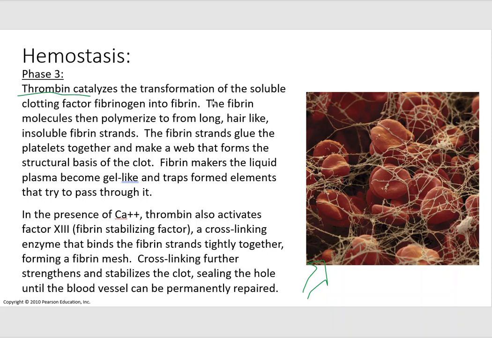Phase 3, thrombin is going to turn the fibrinogen into fibrin. These guys are then going to make long strands, kind of hair-like, and that's going to glue everything together and kind of keep our clot nice and tight. The fibrin, the liquid plasma inside here is going to become kind of gel-like. And you can probably notice that if you've ever had a cut, that initially when it clots, which is what we're talking about, coagulation, it comes kind of gel-like, and of course later on it becomes a scab, but we don't have to go there.